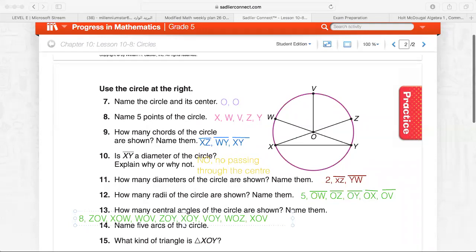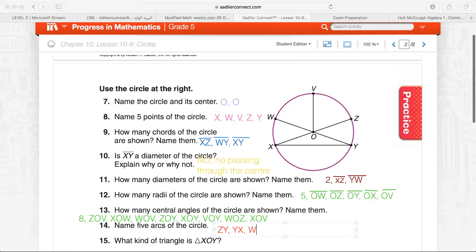Next, 14. Name 5 arcs. Mariam? ZY. Yes, excellent. YX. Another girl? Teacher, can I answer? YW or no? No, I cannot say it is an arc. WZ.